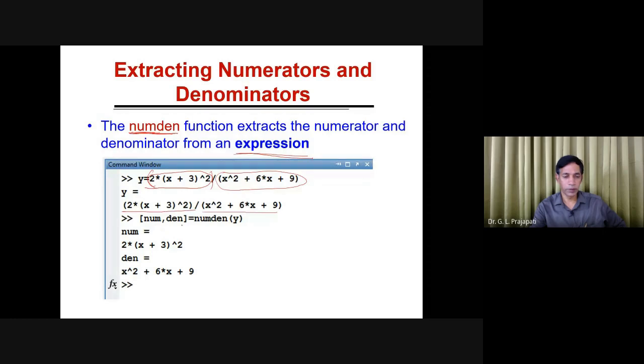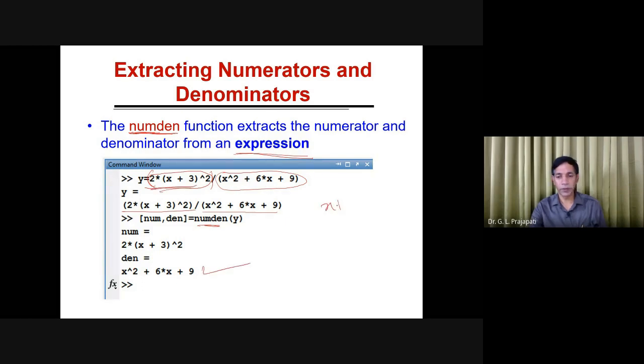So num den, these are the variables. Instead of writing num and den, you can write x, y also. There is no problem. So numden is the function actually, and y is the expression. The numerator it finds is 2 times (x plus 3) square, and the denominator is x square plus 6x plus 9.